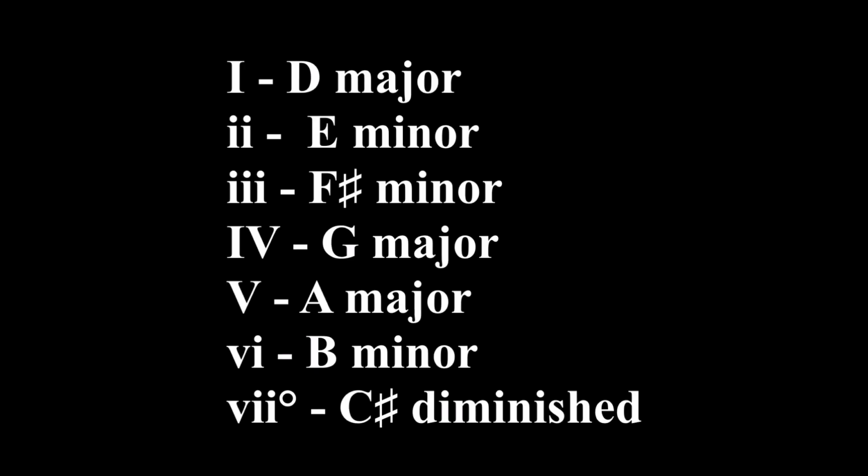Triad chords in the key of D major. Chord 1, D major. Chord 2, E minor. Chord 3, F sharp minor. Chord 4, G major. Chord 5, A major. Chord 6, B minor. And chord 7, C sharp diminished.